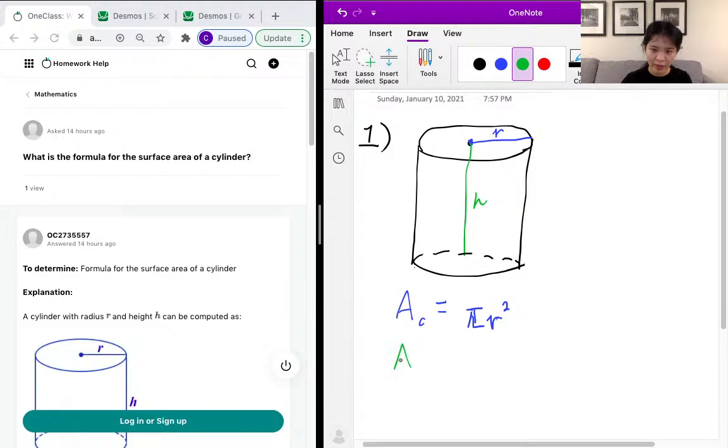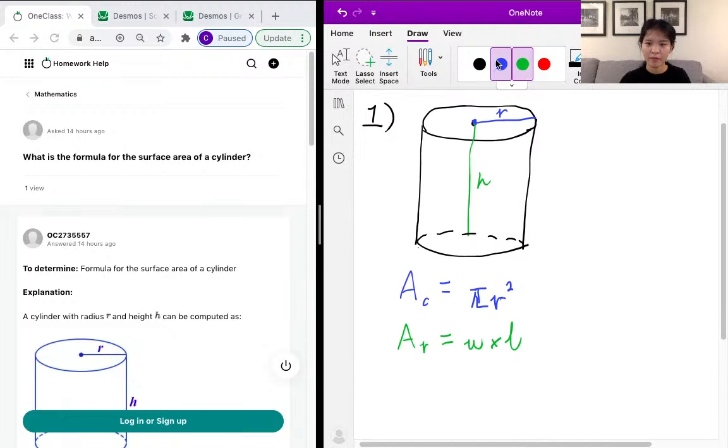And you probably already know the formula for the area of a rectangle, so let's just do A of r, it's width times length. Now, immediately you could see that the area of a cylinder is equal to 2 times the area of the circle plus the area of the rectangle. You might not see the area of the rectangle right away.